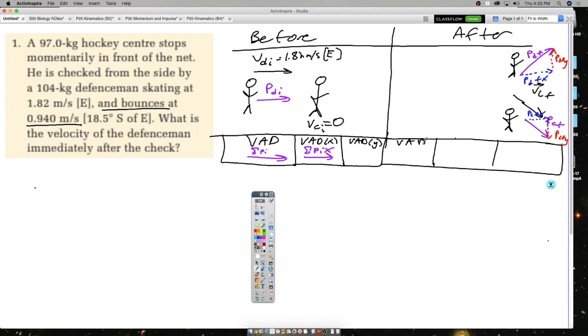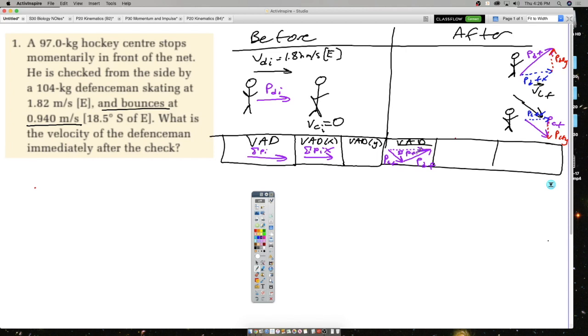So our overall VAD, we know that our resultant needs to end up looking like this. But the center now has a momentum that looks like that. So how do we get back to a momentum that looks like this? Oh, because the other guy's looks like that. So tip to tail, and then our resultant momentum, right? So we have P center final and momentum defenseman final gives us our resultant, our total final momentum, which of course looks exactly like our total initial momentum. See how that looks exactly like that? As it should, law of conservation of momentum, okay?